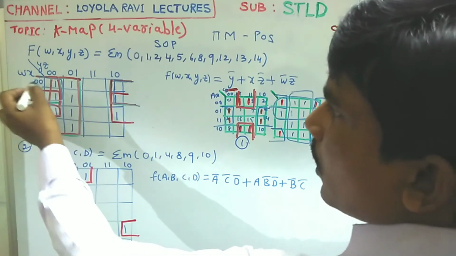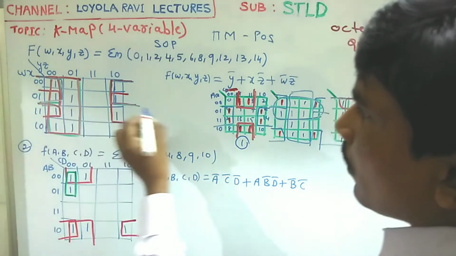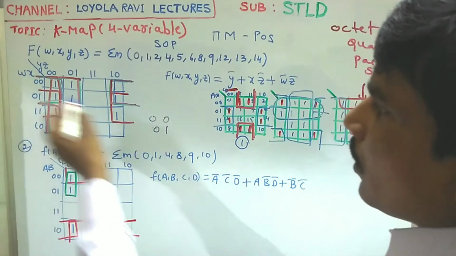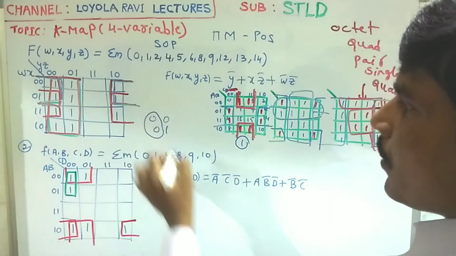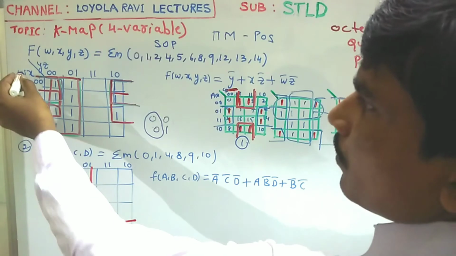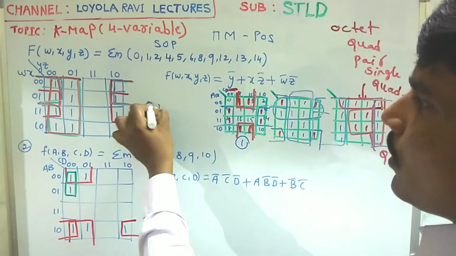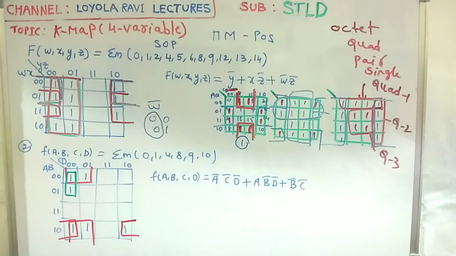Horizontally you can check what are the common terms. 0 0 0 1. Horizontally 0 0 0 1. 0 0 0 1. In those, which one is common? First variable is common. What is the first variable? W. Here 0 is nothing but w bar. If we have one, w.